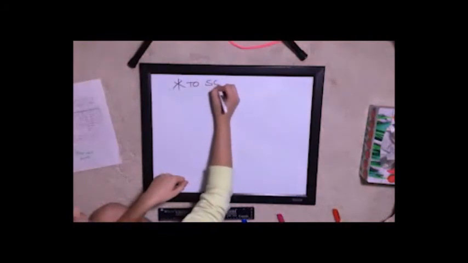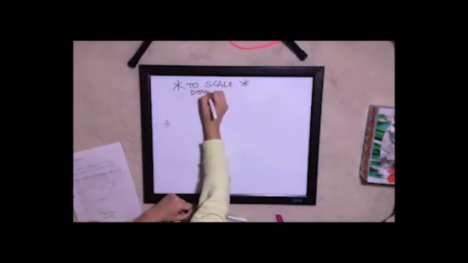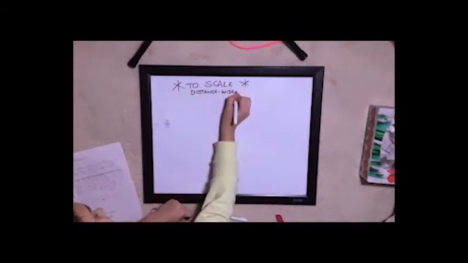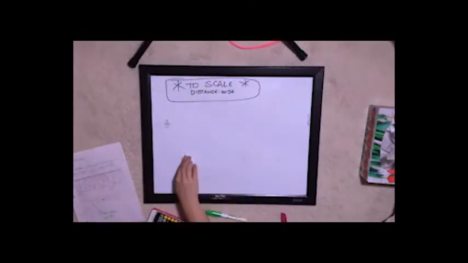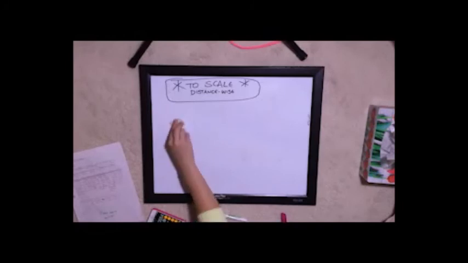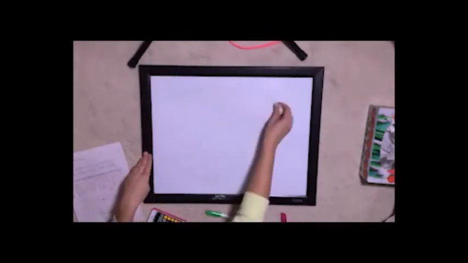This next diagram is to scale distance-wise. This diagram is to scale diameter-wise.